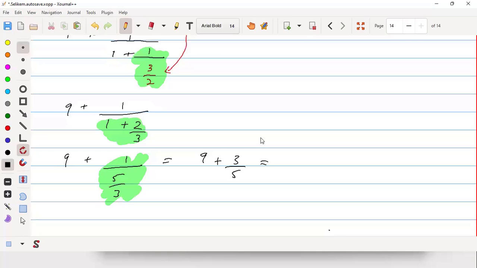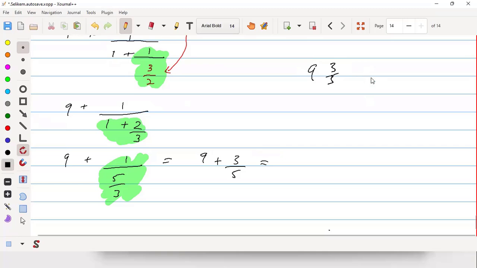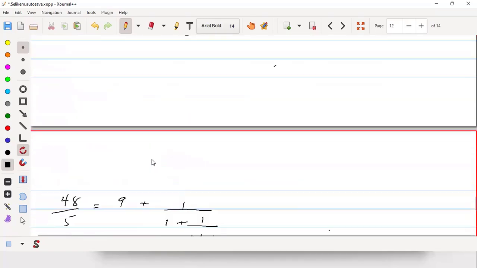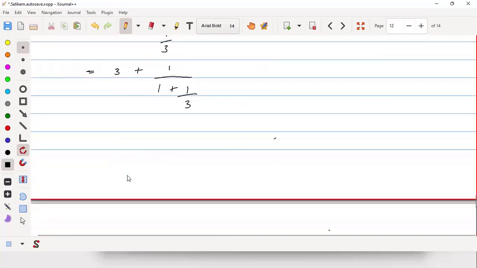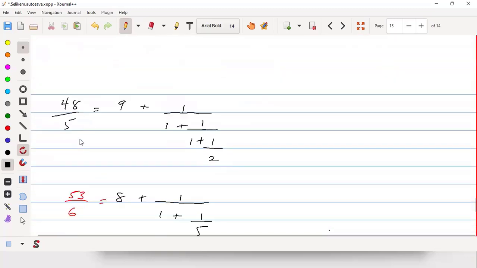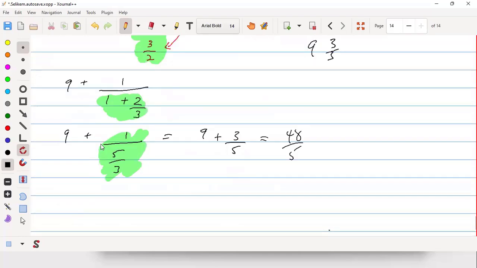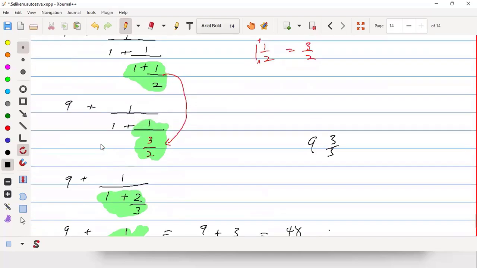And 9 plus 3 over 5 can be written as 43 over 5, no, come on. 9 whole number 3 over 5 will be 48 over 5. So you could see that we reversed the order, and that's what we started with. It was actually 48 over 5. I don't know if you can see. Is that okay? Yes, sir. Are you sure? Yes, sir. Okay, so write down, we were just reversing the order to get the 48 over 5.